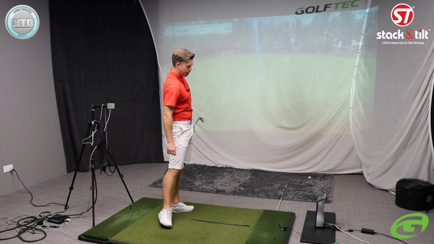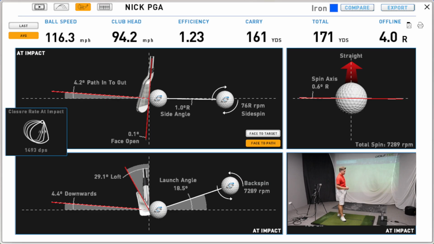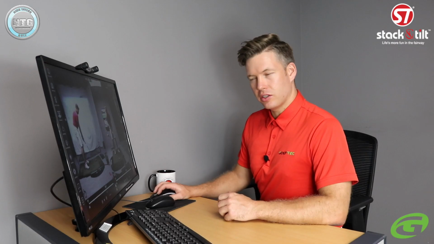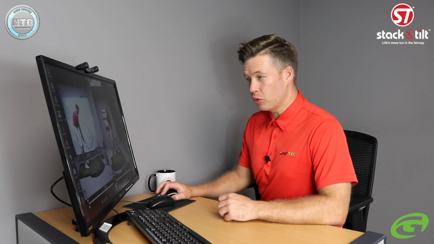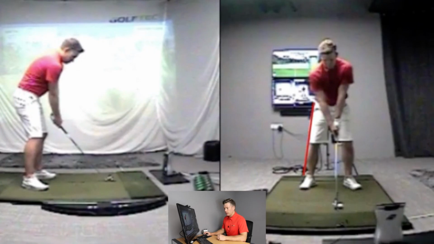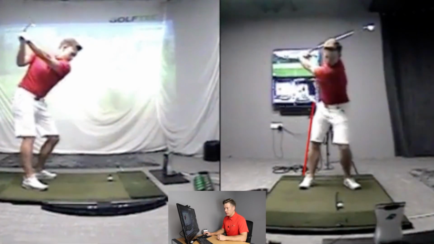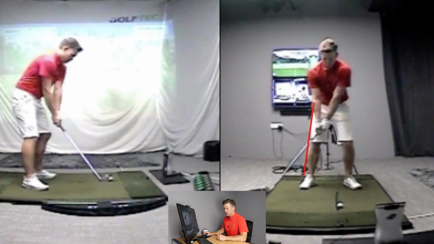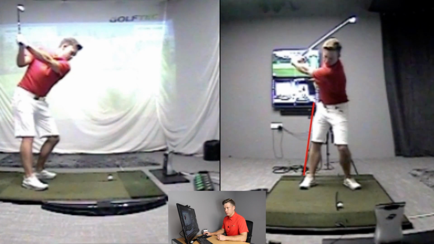According to the data, I hit 4 degrees down, 4.2 degrees down, so my angle of attack was downwards and I hit a good shot. Let's have a quick look at that video and see how I move my body weight in the swing. You saw the shot on the screen there, 94 miles an hour with a 7-iron. I didn't create the power by shifting my weight. I just put that line on my right leg there. You can see as I swing back, I turn inside that. That's what the best players do.